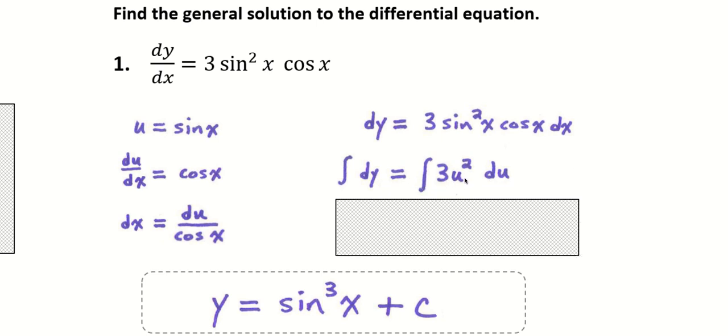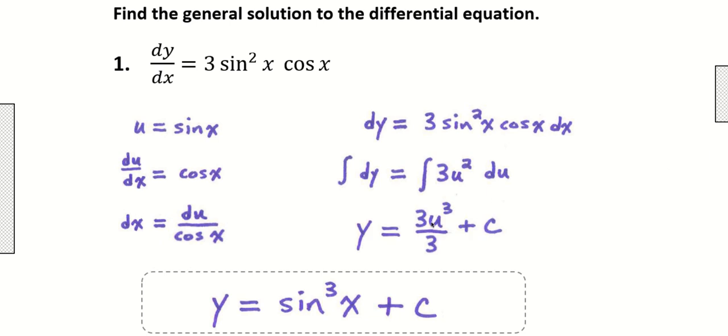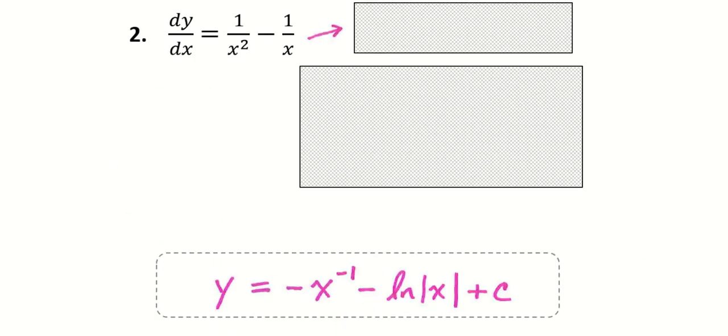you end up with the u in for sine, but then when you also replace the dx with this du, you're really replacing it with du over cosine. So this cosine cancels when you do this substitution. And then you're freed up to actually integrate just with basic power rules. And don't forget your plus c, and also don't forget to plug back in for u. And so here's your final answer for number 1.